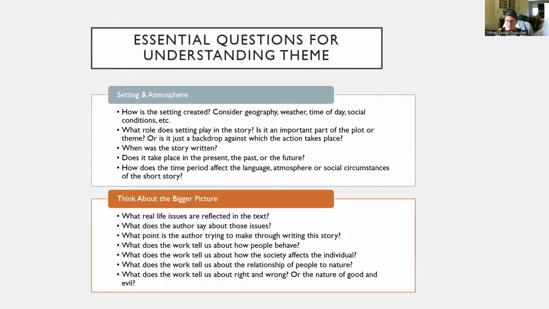structure, point of view, setting and atmosphere, imagery and symbolism. All of those things together and asking these types of questions will lead you to the theme, right? And that is what we will be doing with these short stories.